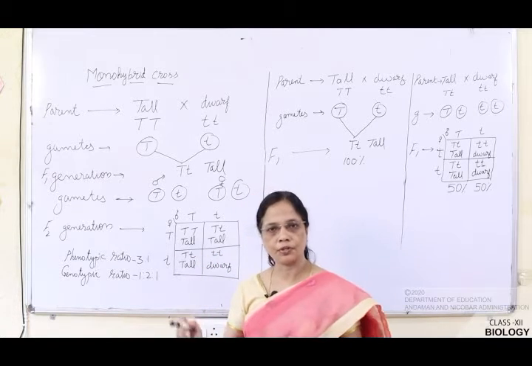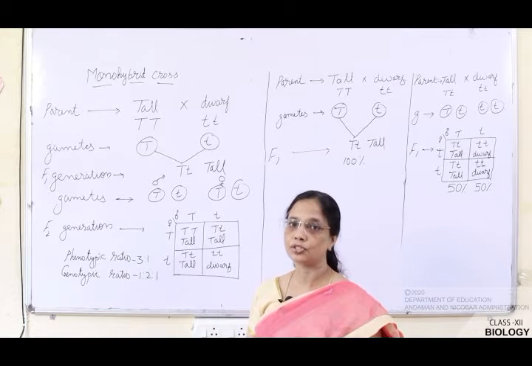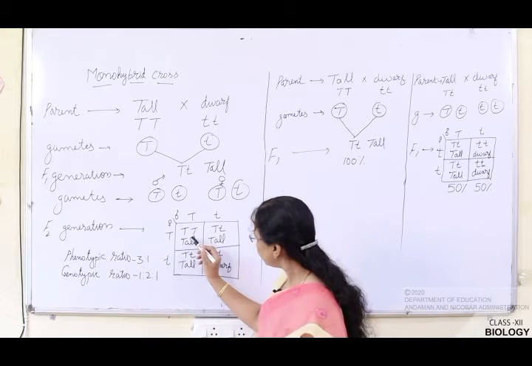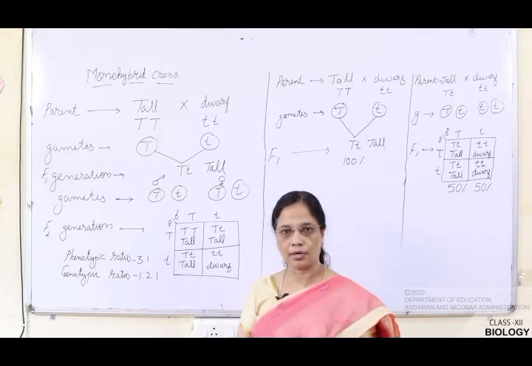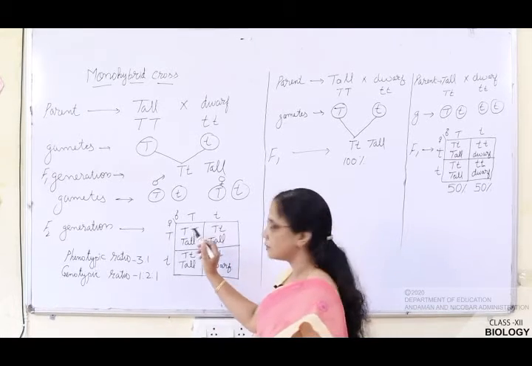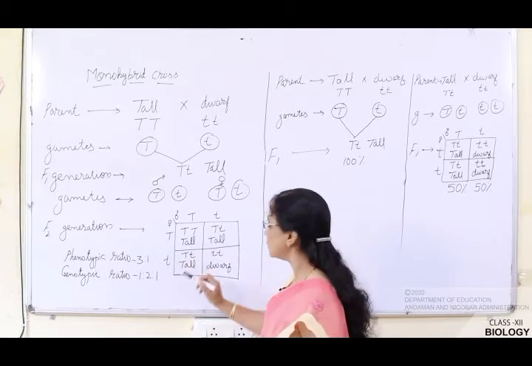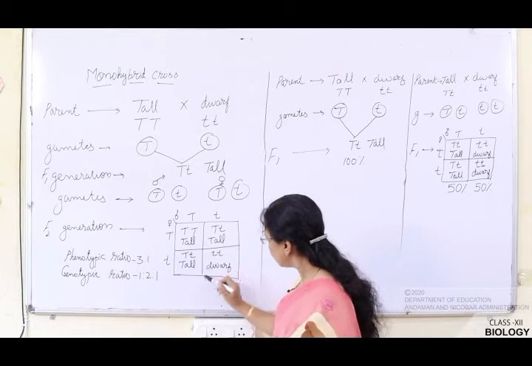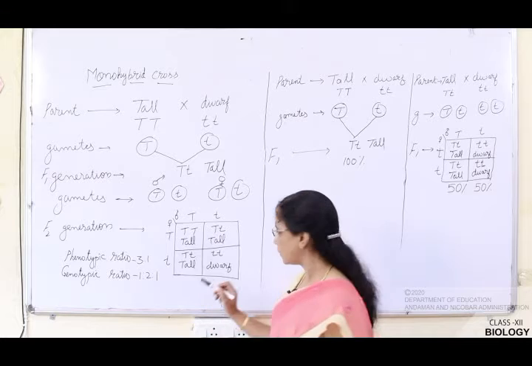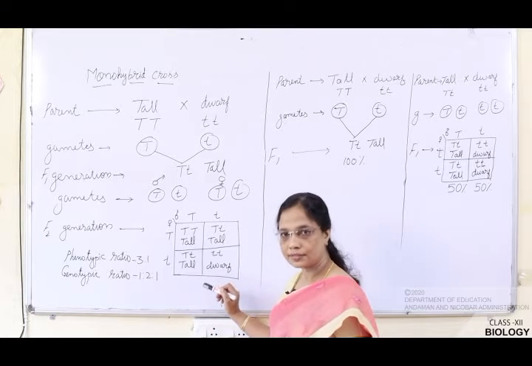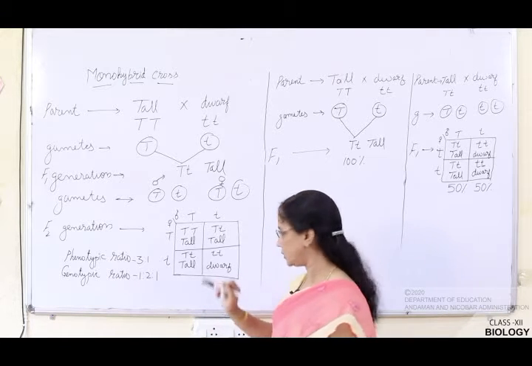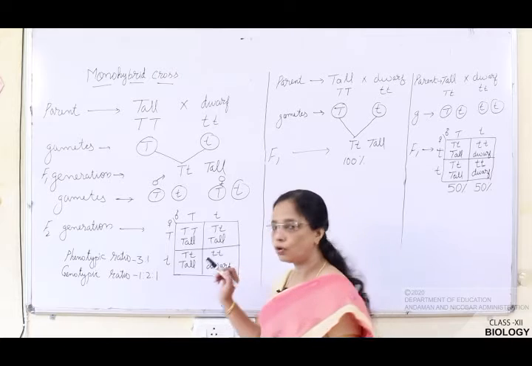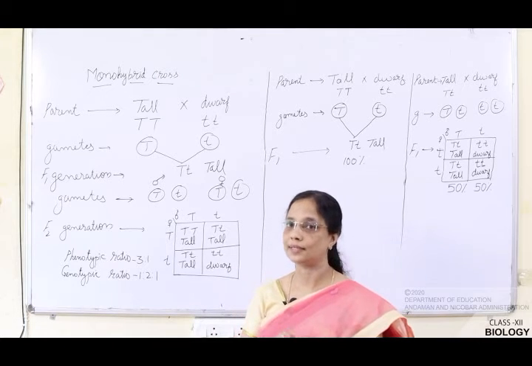Phenotypically, what is phenotype? That is the physical appearance of the plant. Phenotypically the plant appears tall, but genotypically this plant is homozygous and these two are heterozygous. Now come to this plant. It is a dwarf plant, which is the recessive trait of height. The recessive trait always appears in the homozygous condition.